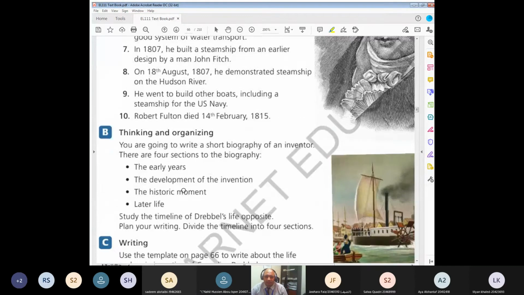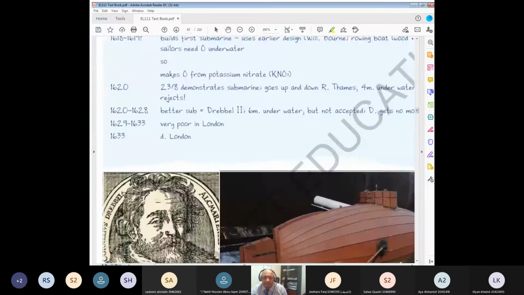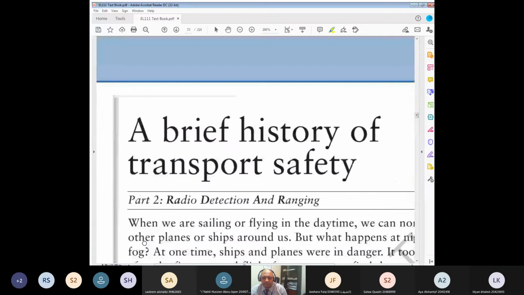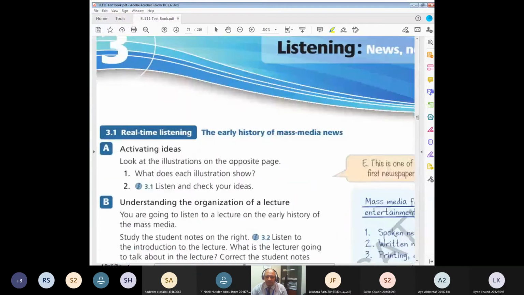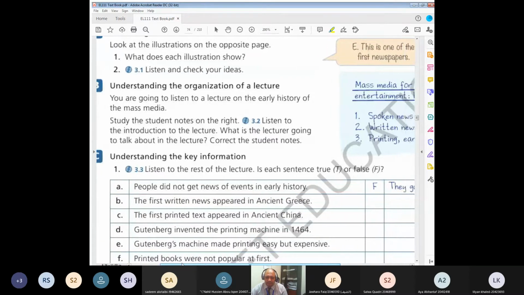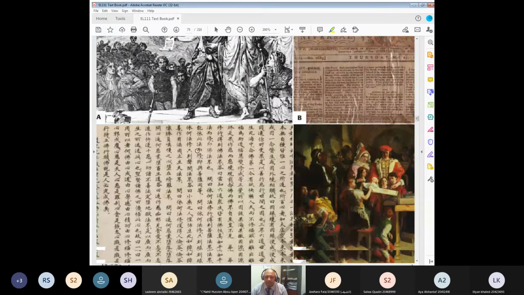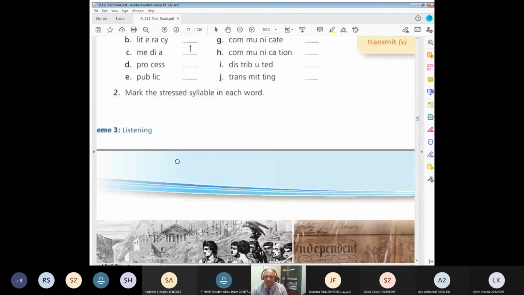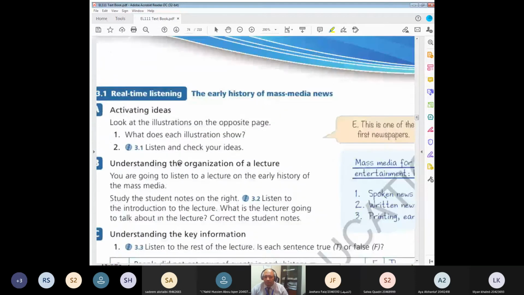Okay, so is that clear, everyone? Okay, so let's go to the theme. So this is the theme that we have. Remember, we started the day before yesterday. Remember, there was this lecture on what? On newspapers.